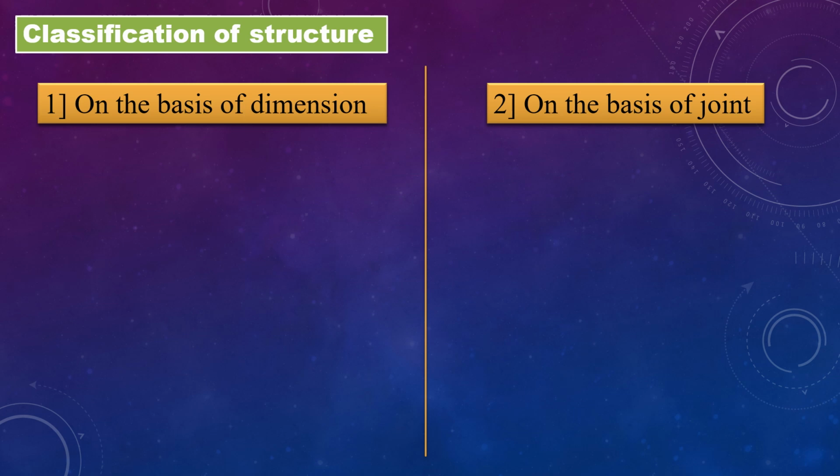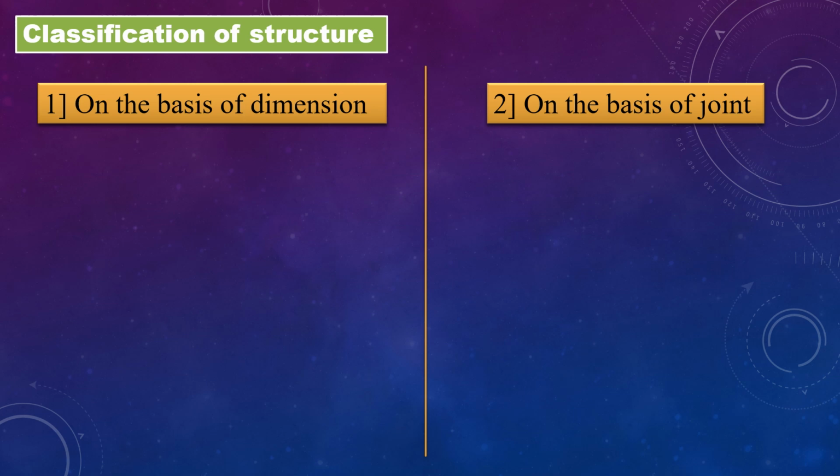So first we start with the syllabus. In the theory of structure, analysis of beam, frame and trusses is there. Then slope deflection method and moment distribution method. These are the two methods in the theory of structure. Okay. So first we start with the classification of structure.